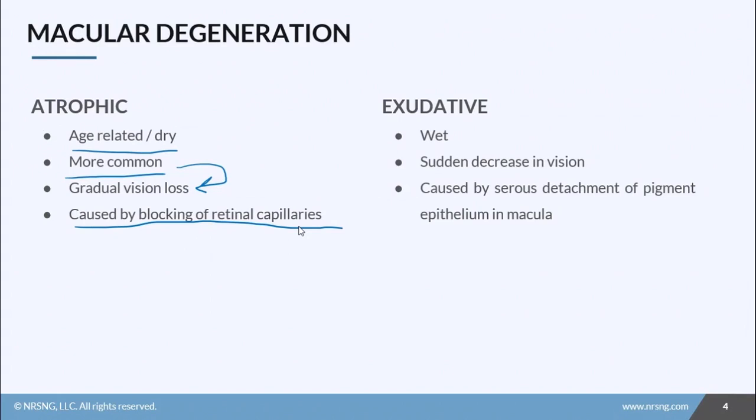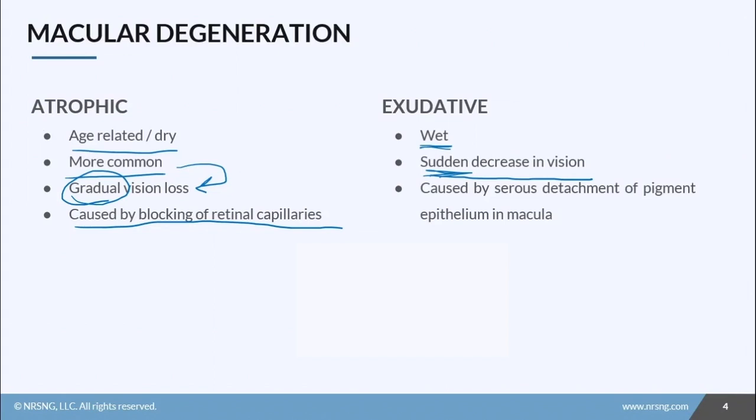On the other hand, exudative or wet macular degeneration is a sudden decrease in vision. So unlike dry macular degeneration, which is a gradual vision loss, exudative is sudden. It's caused by the serous detachment of pigment epithelium in the macula. Once this happens, new blood vessels invade the injured area and they leak. This causes fluid and blood to collect under the macula, kind of like a blister, which results in scar formation, visual distortion, and permanent injury.